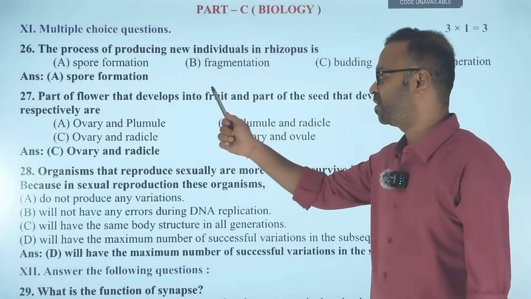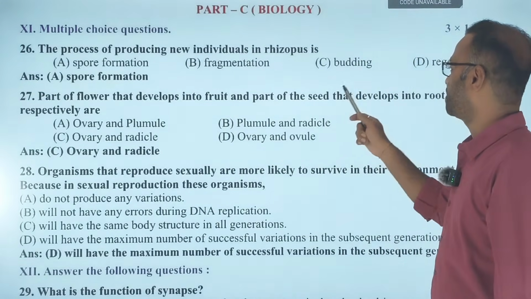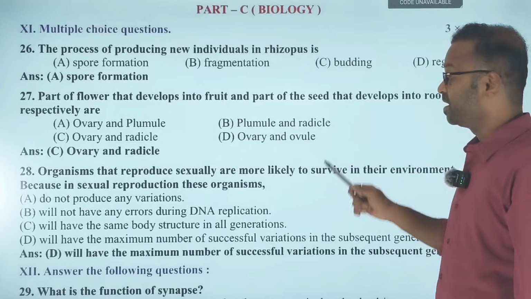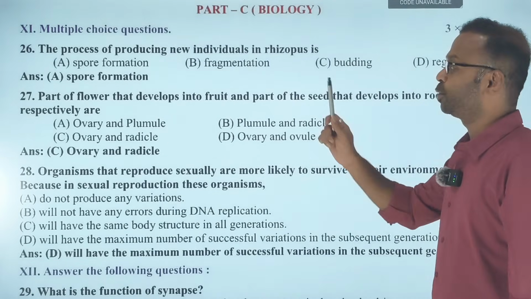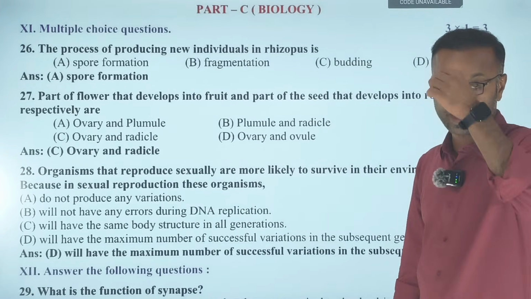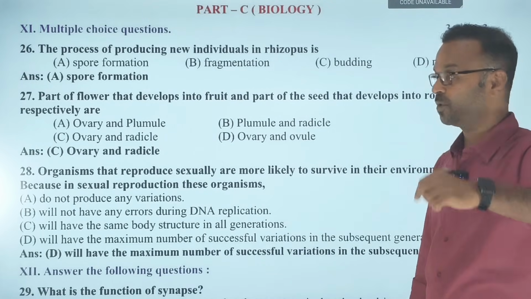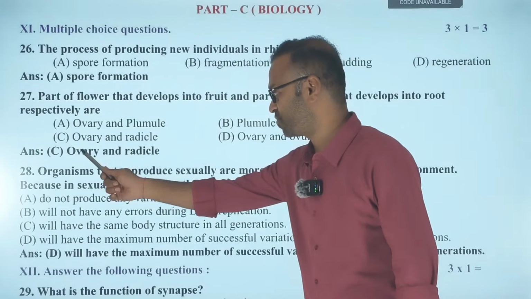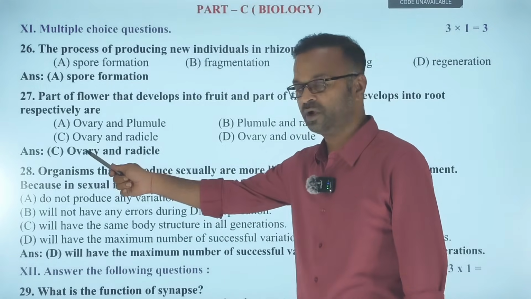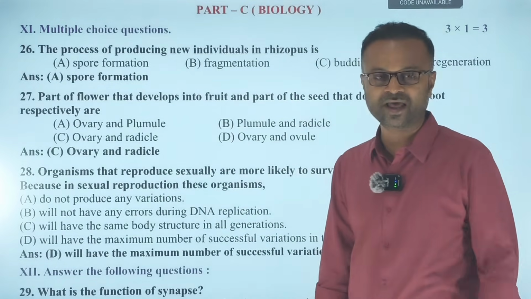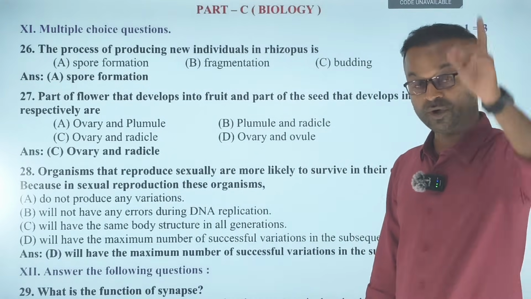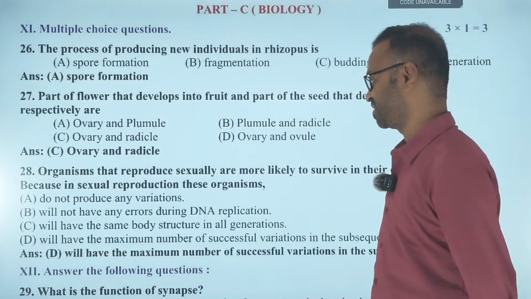Now here the fruit is developed by the ovary, and the part of the seed that develops into a root. They are talking about germination, plumule and radicle. Plumule will develop into a shoot and radicle will develop into a root. The correct option is C, ovary and radicle. Ovary will develop into fruit and radicle will develop into root. Plumule will develop into a shoot. Remember all those things.